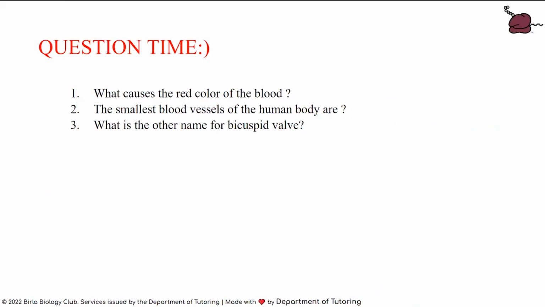Now that we have understood greatly about the heart, let's do a small quiz. Comment your answers down below. What causes the red color of the blood? The smallest blood vessels of the human body are, and what is the other name for the bicuspid valve?